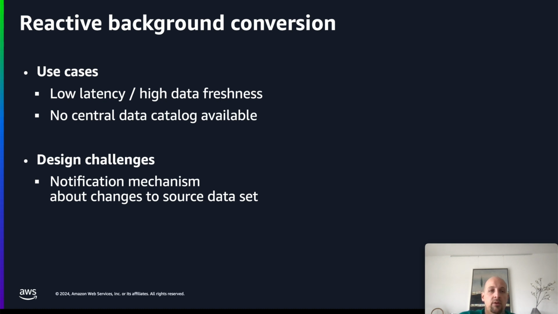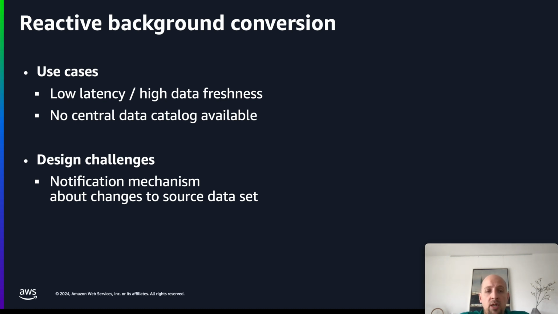We now look into our last use case, how to build a reactive background conversion mechanism. It's a permutation from the previous case, but also still quite different. So assuming you want low latency and high data freshness, you have a table which is constantly updated in the source format, and you want it also available in the target format after conversion as soon as possible. For instance, a streaming use case.